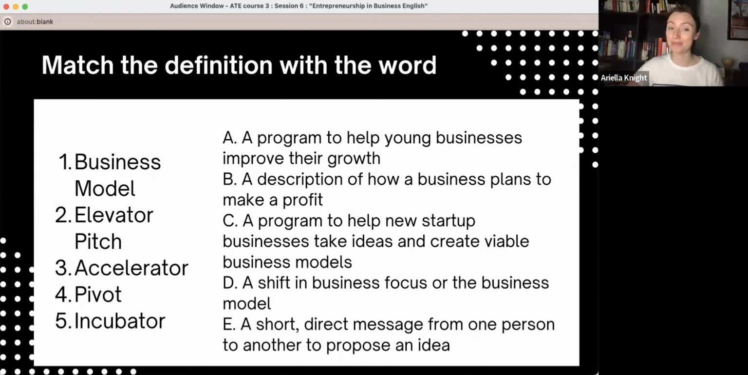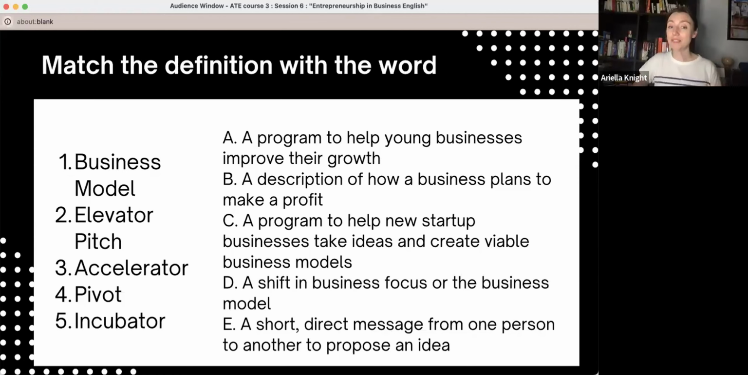They're both programs. So here's the difference. Accelerator is actually going to be A. You'll notice the difference in the definition is the description of the business. So we have an A, we have a program to help young businesses improve their growth. Whereas in C, we have a program to help new startup businesses take ideas and create viable business models.